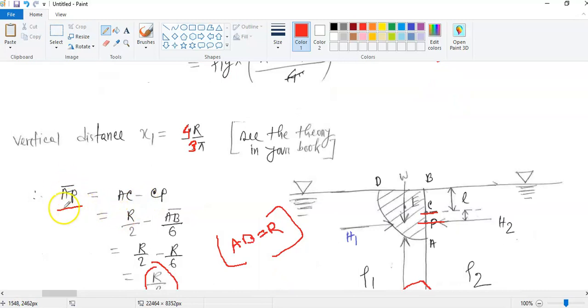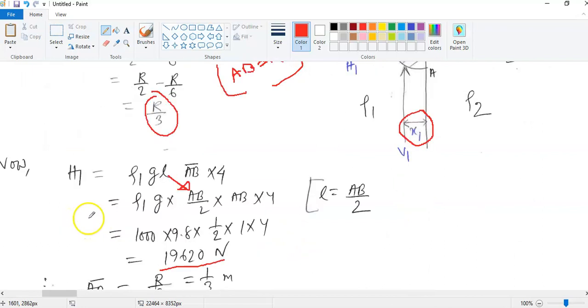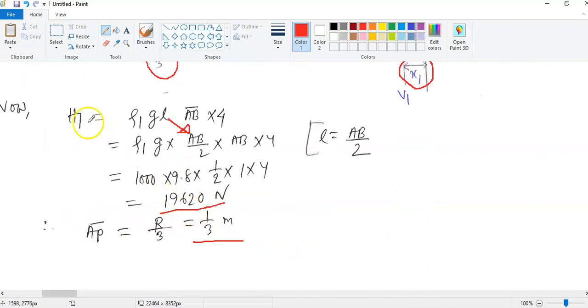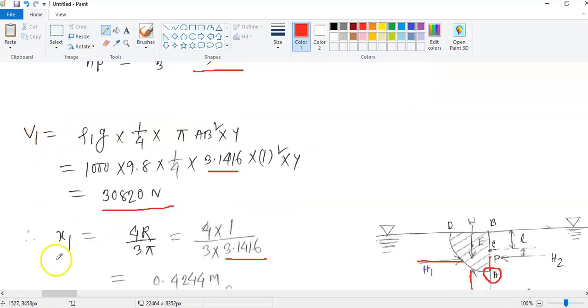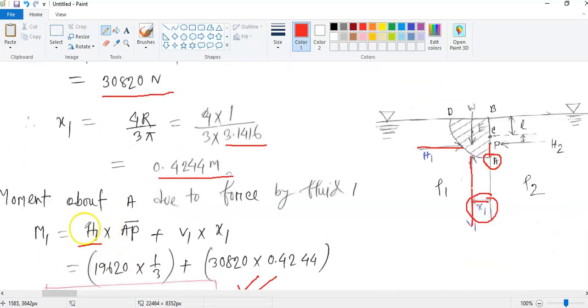Then we did these calculations for AP, the horizontal distance, and we substituted all the values for the horizontal force, the horizontal distance, the vertical force and the vertical distance. Then we calculated the moment. The moment is very simple. If you calculate the moment about this point, it is the horizontal force and the corresponding horizontal distance, and this vertical force and its corresponding distance.